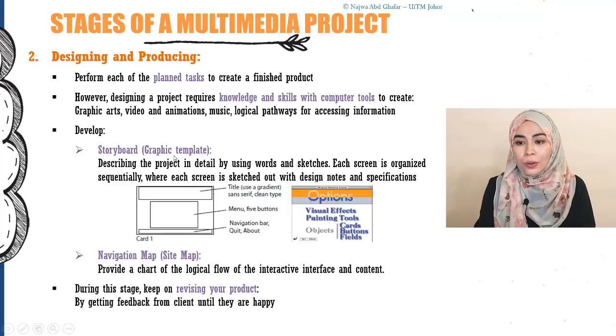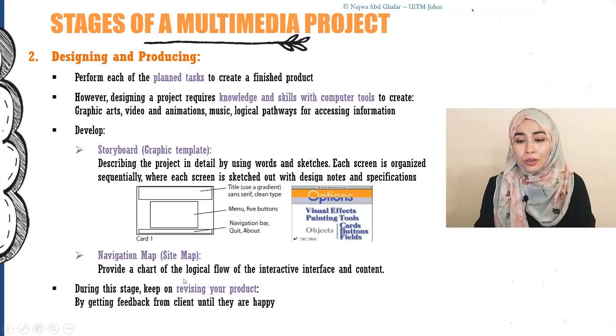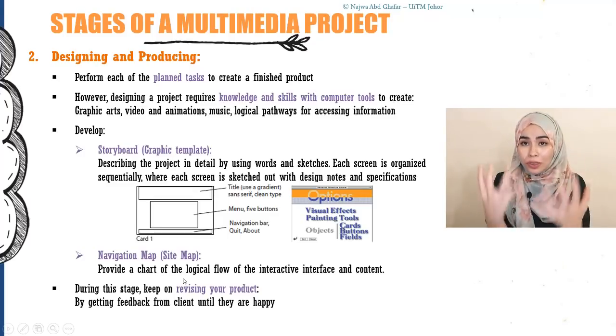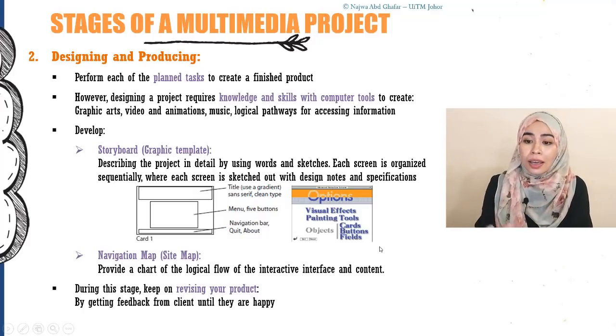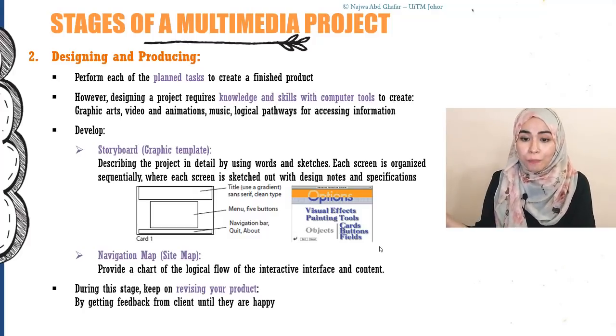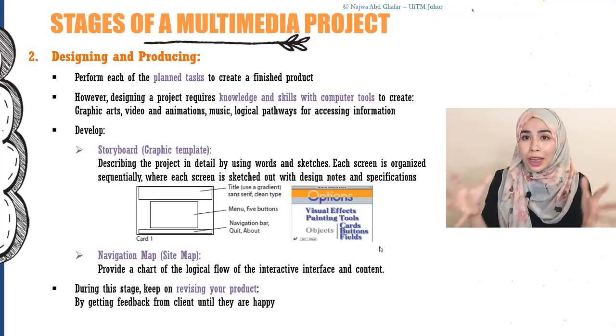If you're doing an interactive application, of course you would need a sitemap, because this provides a chart of the flow of how the user is going to interact with your project. For example, if there are 5 buttons and I click on this button, where will it go? It will show the flow of your interface, I mean, the flow of how the user can get from one element to another.